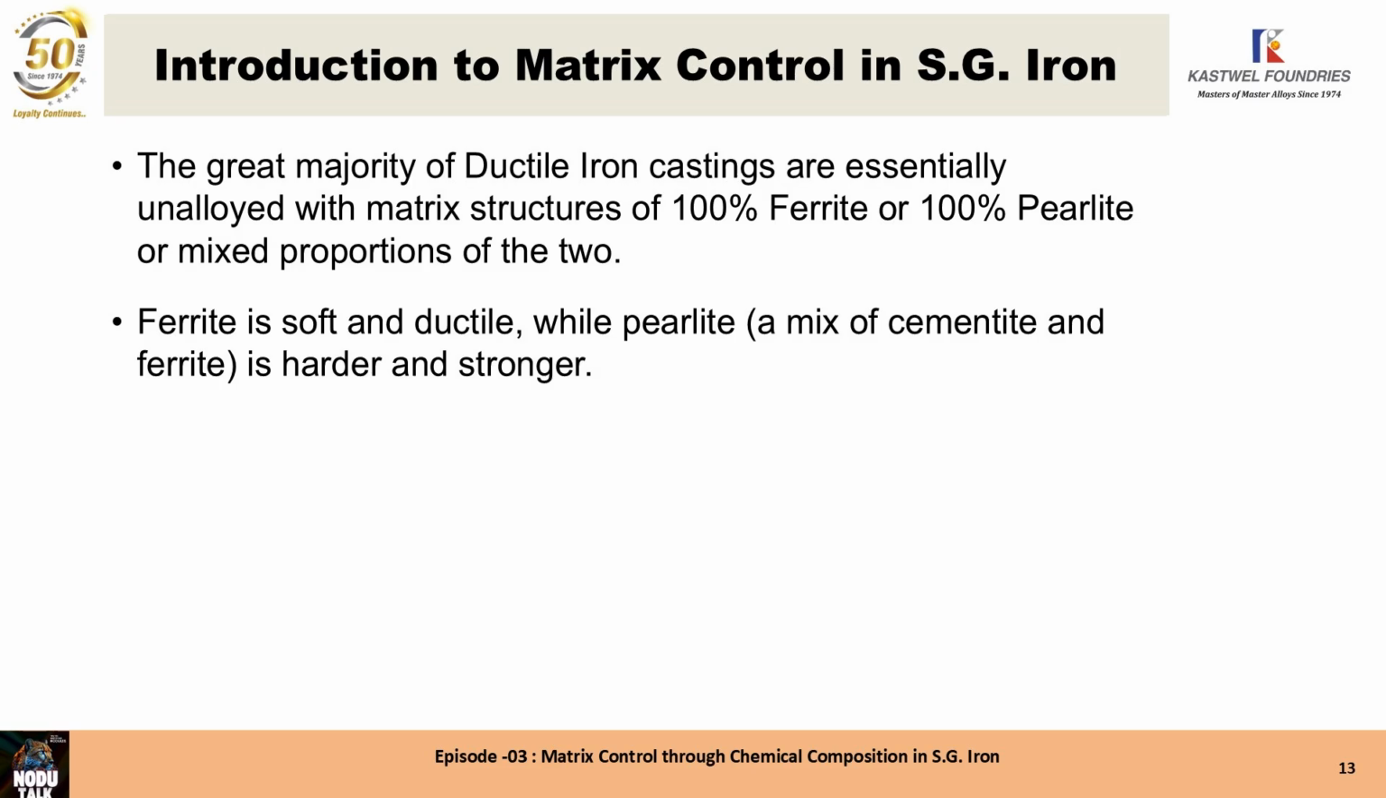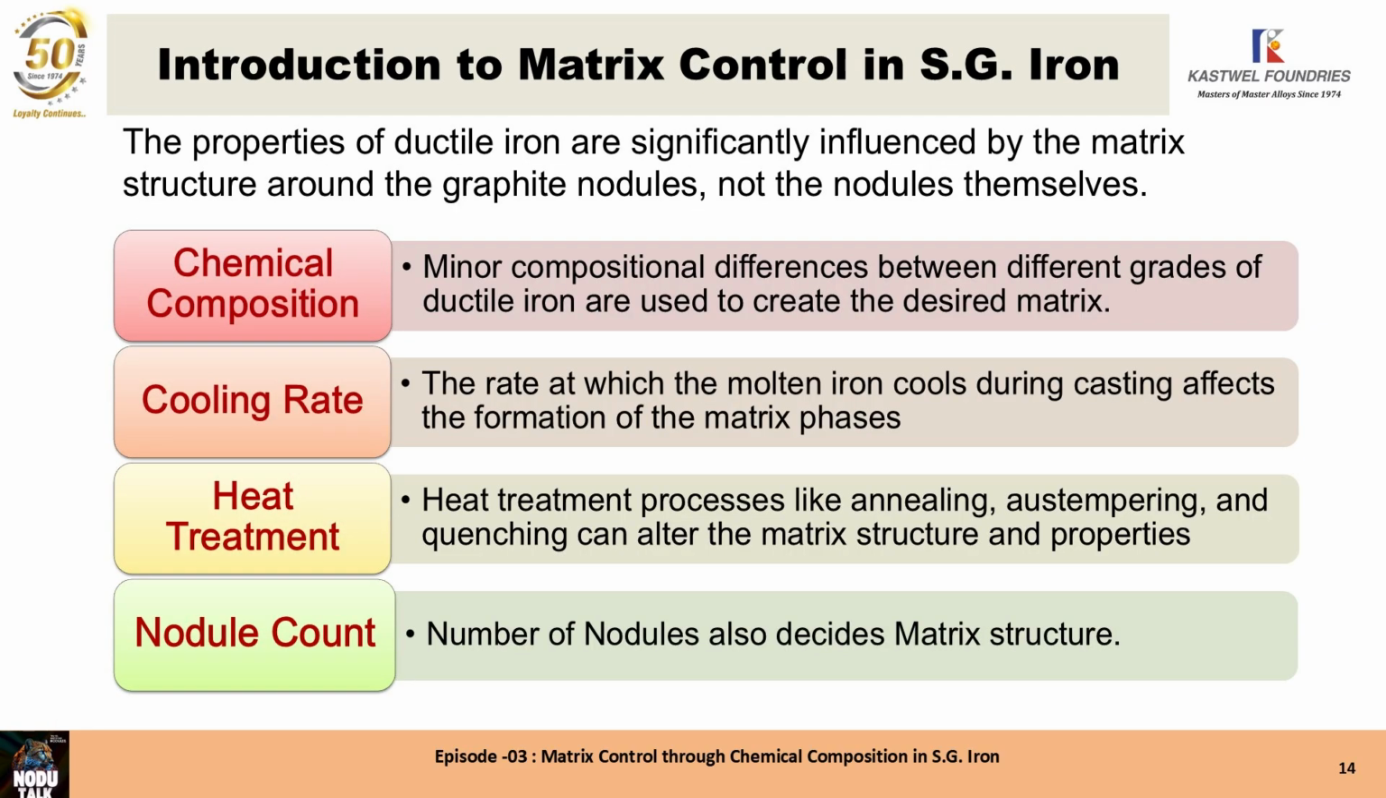The great majority of ductile iron castings are essentially unalloyed, with matrix structures of 100% ferrite or 100% pearlite or a mixed proportion of the two. Ferrite is soft and ductile, while pearlite, which I told you is a mixture of cementite and ferrite, is harder and stronger. The properties of ductile iron are significantly influenced by the matrix structure around the graphite nodules, not the nodules themselves. Because you have seen matrix structure is around 90% and the graphite is only about 8 to 10%. So what are the various ways to get the different matrix structures?